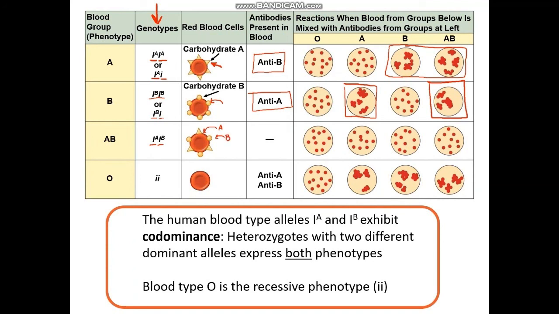Now notice the difference between this and incomplete dominance. In incomplete dominance, you saw a blending of the traits in heterozygotes. Red flowers and white flowers give you pink flowers. But in codominance, we have 100% the A-type trait and 100% the B-type trait. You exhibit both of these phenotypes at the same time.